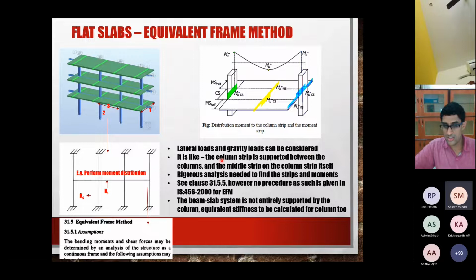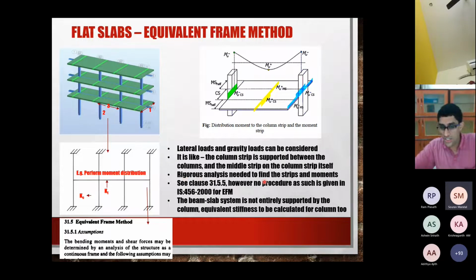So it appears that the system is one where the column strip is supported between the columns, as you can see over here, between the green and the blue shaded place. That's where your column strip is supported. And your middle strip is supported on the edge of this column strip. So the middle strip is supported on the column strip, and the column strip is supported between two columns.